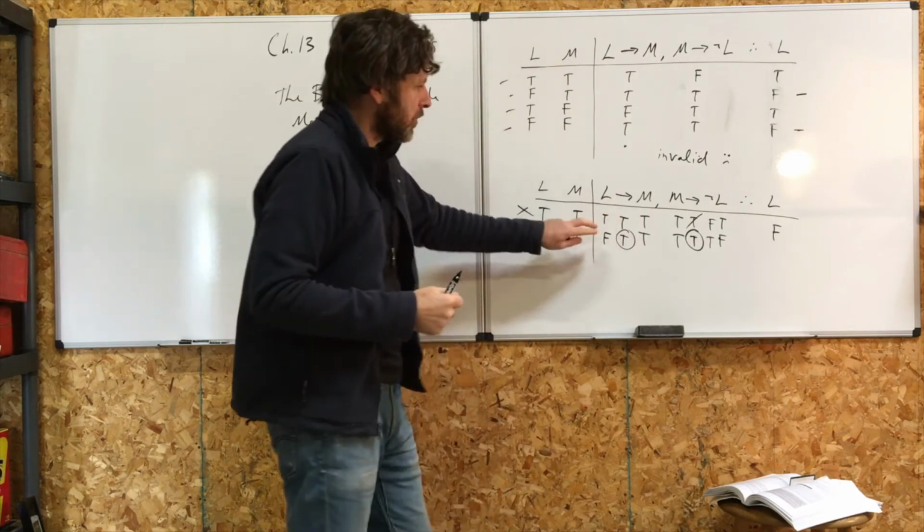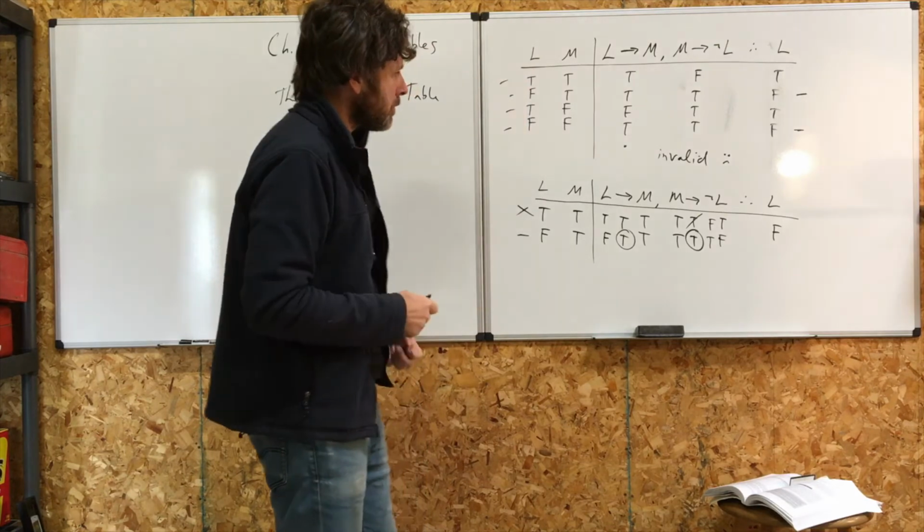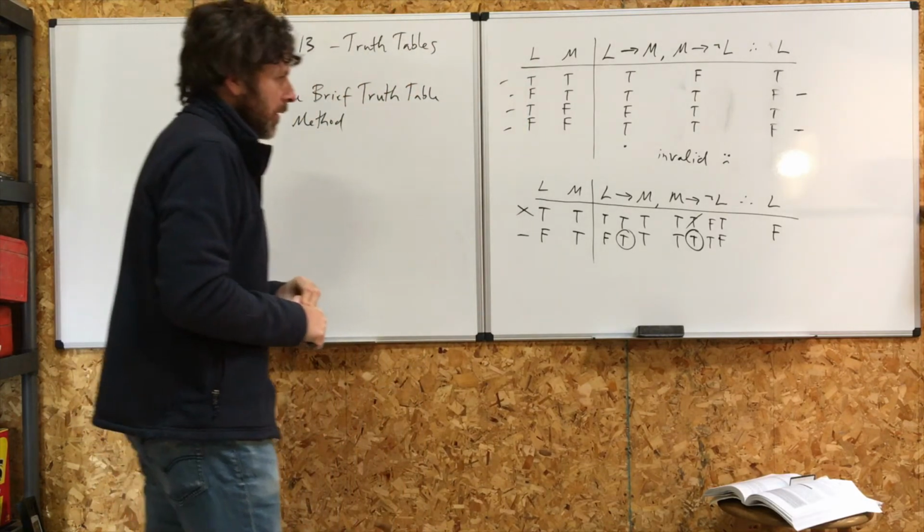Now this one took us 2 rows to create. That's still faster than 4 rows. Brief truth table method. Okay.